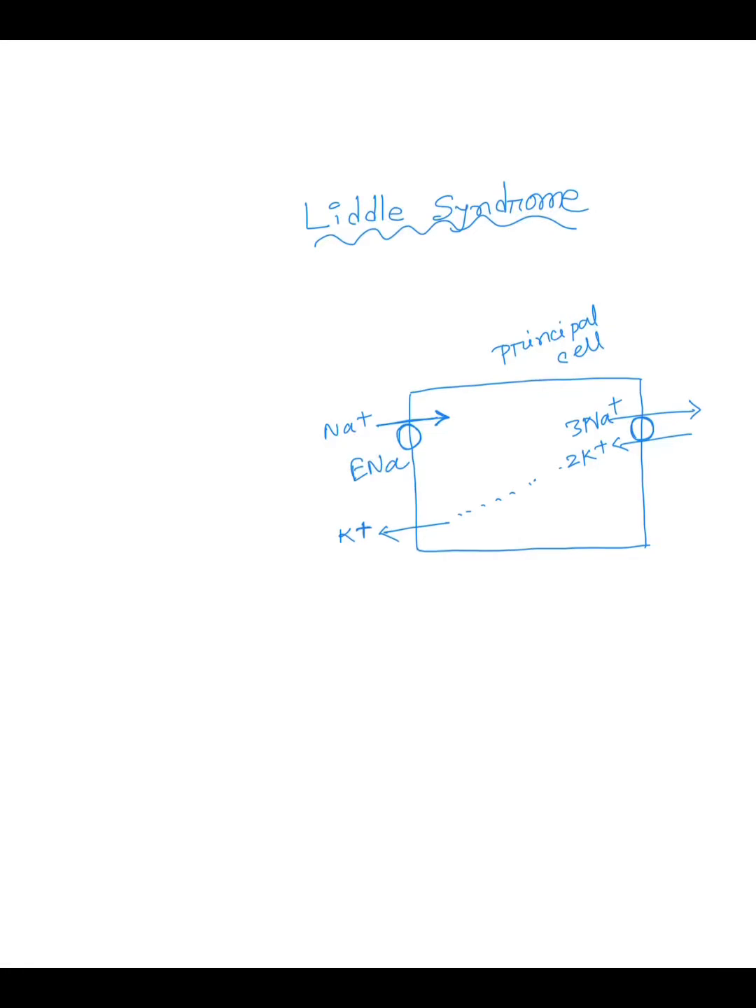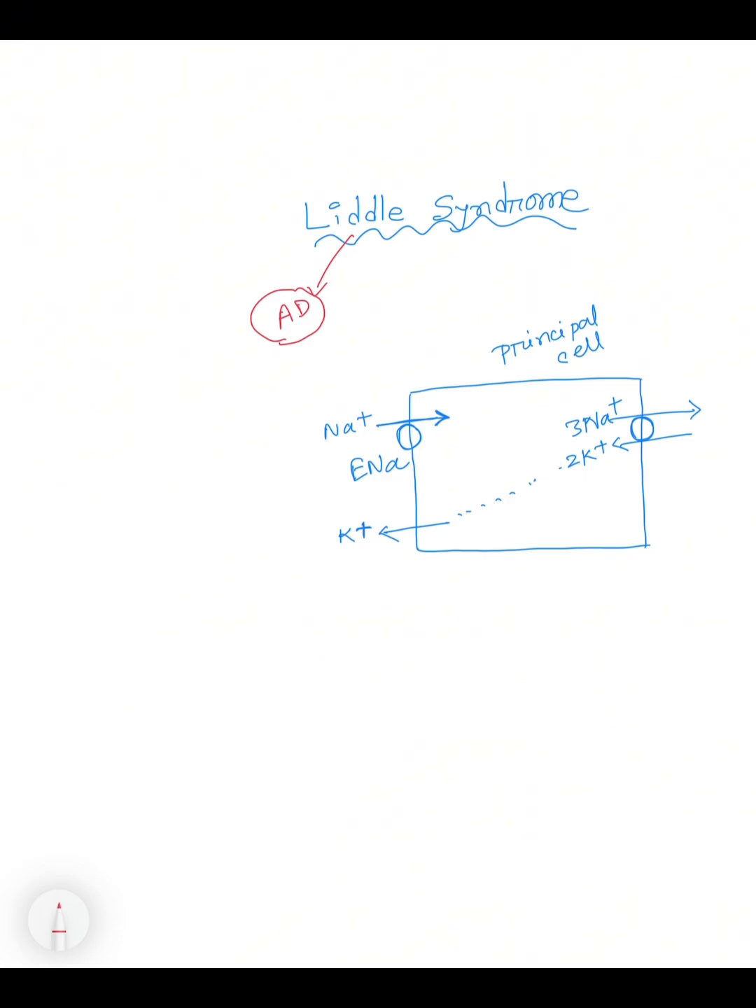In this video, I will talk about Liddle syndrome. Liddle syndrome is a renal tubular defect which is an autosomal dominant condition. We know that most of the renal tubular defects are autosomal recessive, but Liddle syndrome is autosomal dominant. In Liddle syndrome, the site of defect is the distal convoluted tubule in the principal cells.